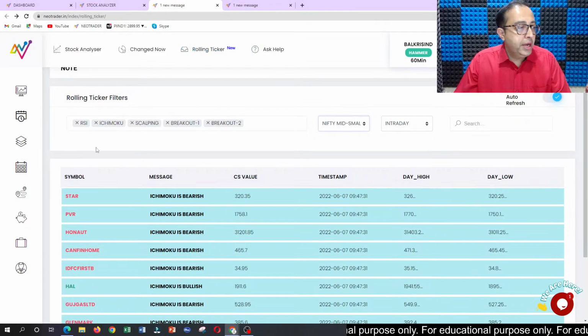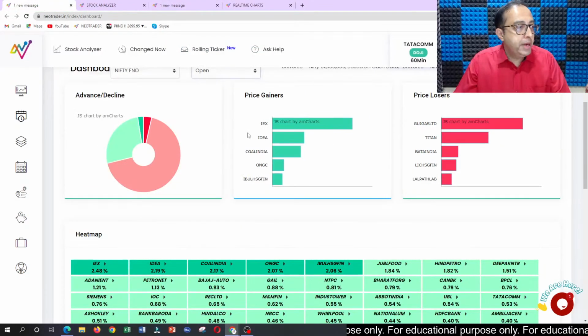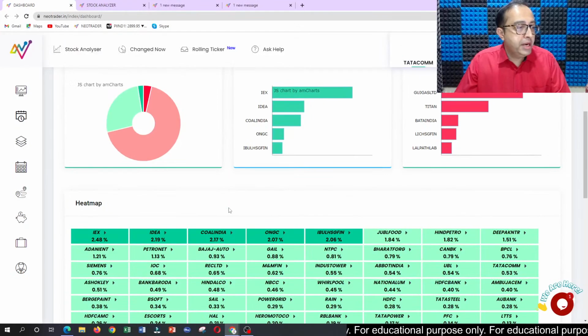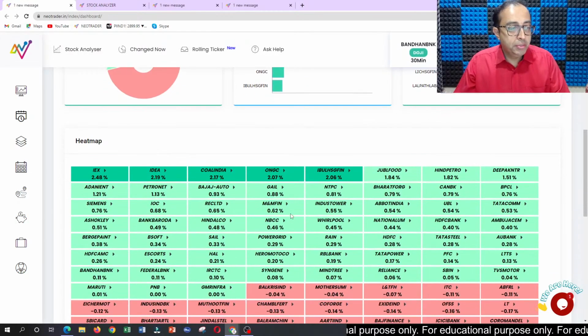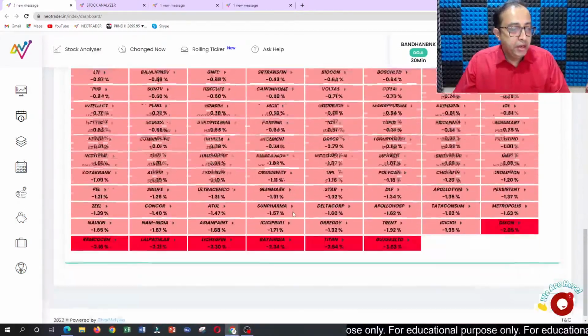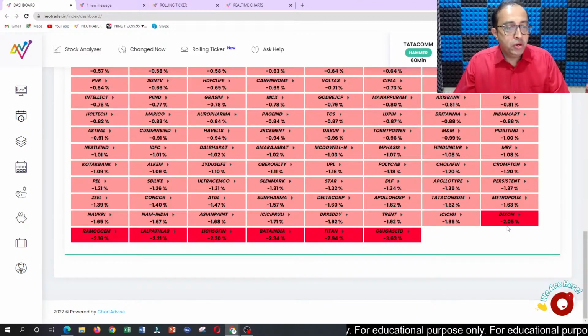Let's take a look at what's happening on the markets. You can see here that the markets are mixed, and IEX is leading at the moment with a 2.5% gain. ONGC continues to be amongst the positive territory, and you can see here that the number of stocks on the bearishness has also increased from 4 stocks. It has become 7 stocks.